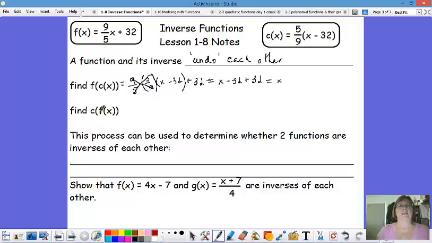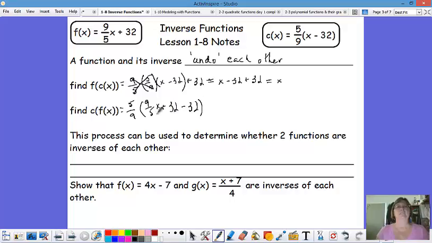I wonder if it works the other way. So this says find c of f of x. Now we're going to do this function, but in place of its x, we're going to put all this business. So let's see how that one works out. 5/9 times x, and x is now this, 9/5 x plus 32. And now we've done the replacing, and this function has a minus 32 on it.